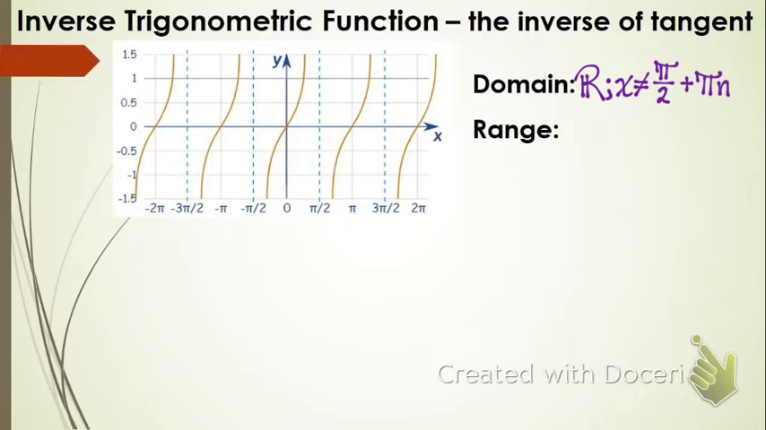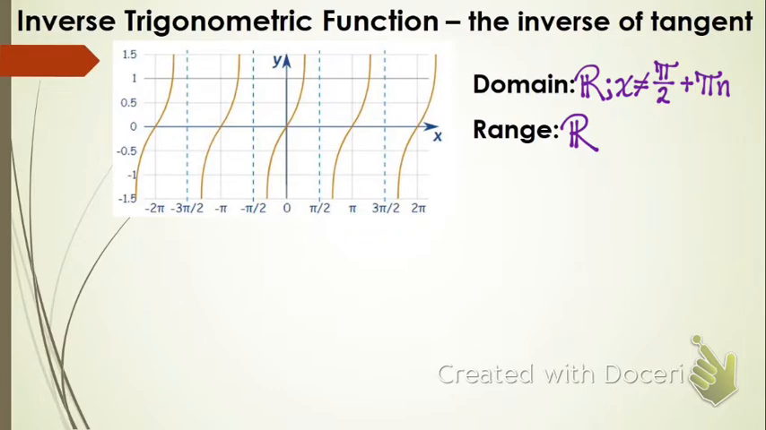What is the range for tangent? -∞ to +∞. All real numbers. Because that's what -∞ to +∞ means. So far, so good?